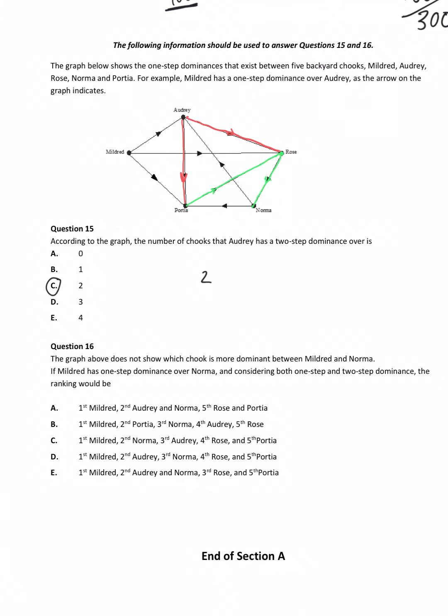The other way you could have done this, and some people like to do it, but it's time-consuming, is to make your one-step dominance matrix with all the chooks. It doesn't actually matter the order you put it in. I'll go Audrey, Mildred, Rose, Portia, Norma. And this is lost, this is win. And you just go through each one. Each person can't beat themselves.